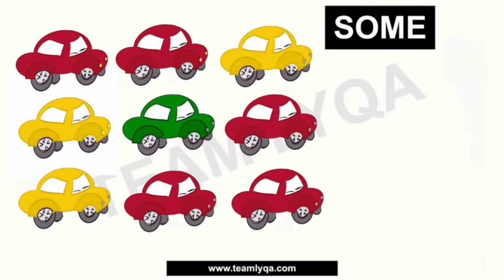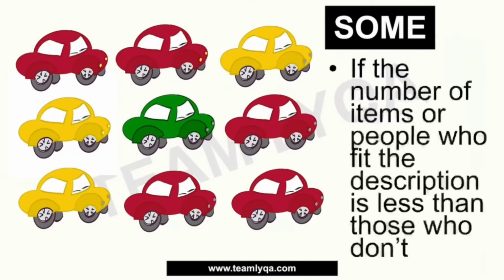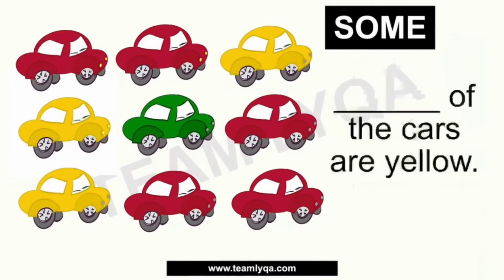Yung some naman, okay, ay if the number of items or people who fit the description is less than those who don't. Ibig sabihin nun, kabaliktaran siya ng most. Ang some, ginagamit natin siya kung yung mga nag-fit sa description ay mas kaunti kesa dun sa mga hindi nag-fit sa description. Let's take the sentence. Sabi niya, blank of the cars are yellow.